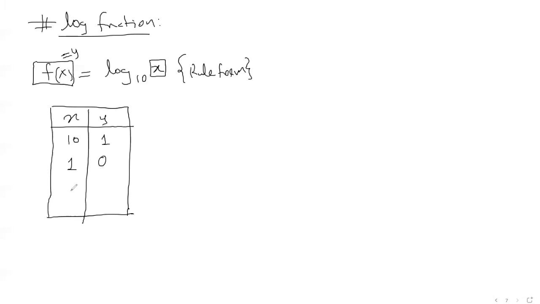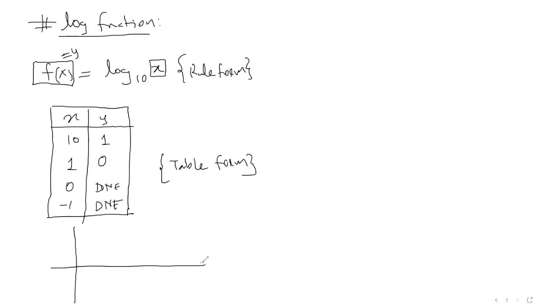Then next, if I put x is equal to 0, well, we know log of 0 is undefined, so it does not exist. And again, if I put a negative number, the log does not exist. So what I've got here is the table form of this function. Now from this table form, we can easily draw the graph of log.